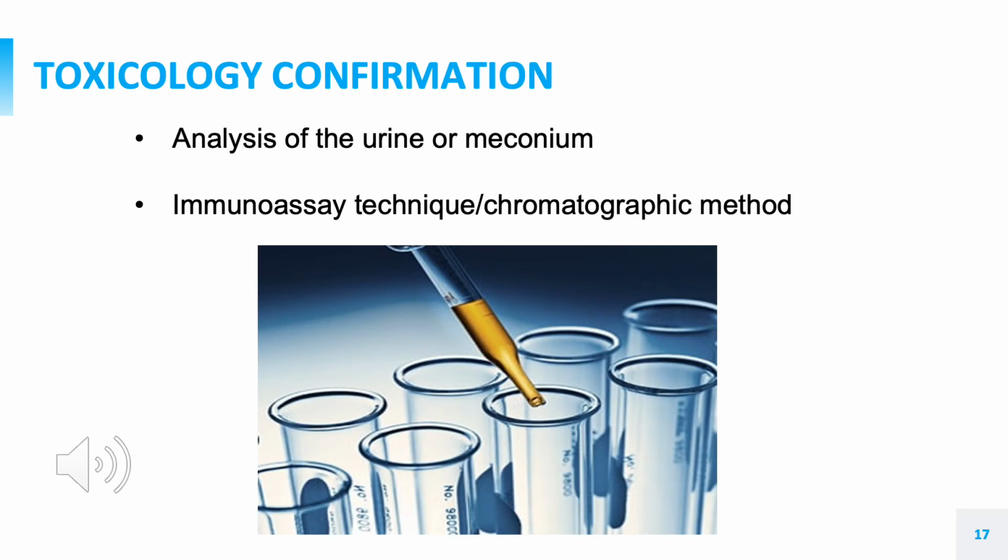The first request to know what the baby was exposed to is the mother's self-report, in addition to analysis of the urine and meconium for toxicological confirmation. An immunoassay technique is used in hospital laboratories.